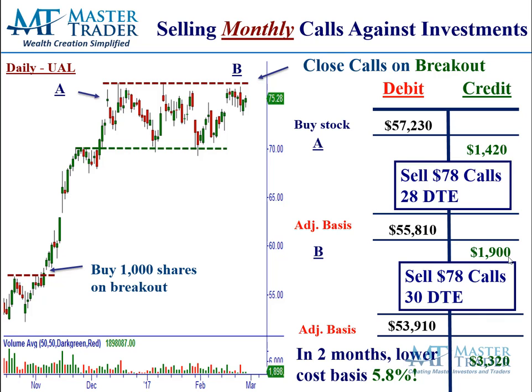So instead of this money, 33.20, lowering the cost basis of this investor, instead, this is my monthly paycheck on just one stock. And if I do this 10 times on 10 different stocks, that adds up to a lot of money selling options. Let me show you an example of that.